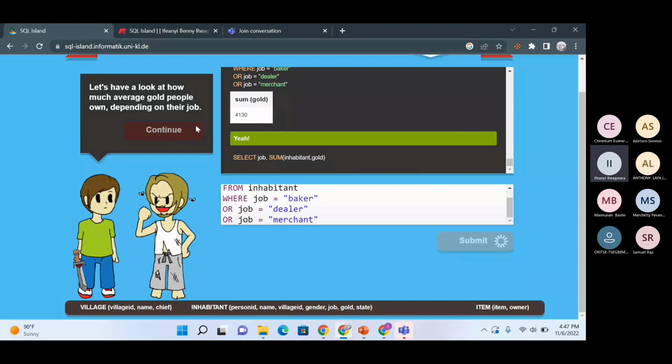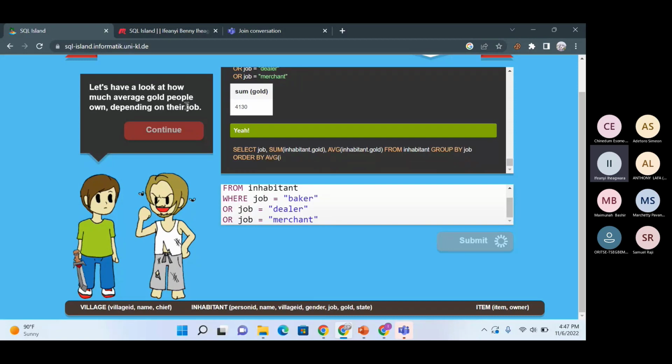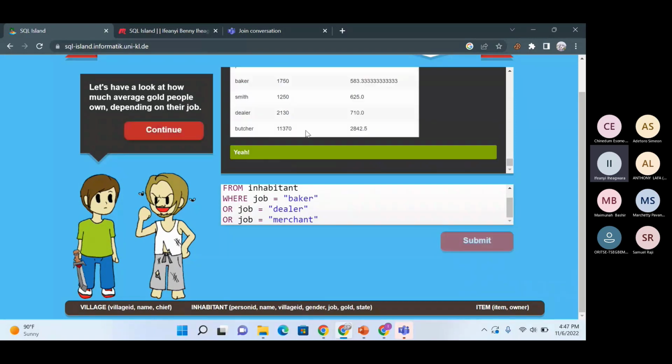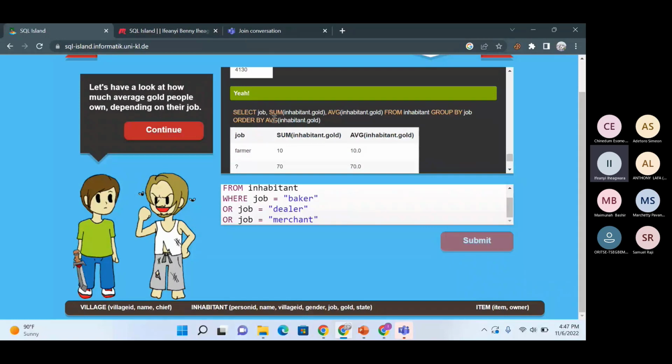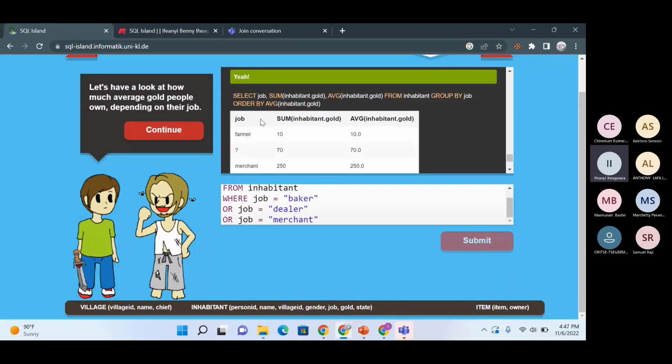So now writing the query to give you the average gold that people own, depending on their jobs. So we select the jobs. What the query did is select jobs, summed up the gold number of goods, got the average from the inhabitants table, grouped it by the jobs and ordered it by the average gold, in descending order. So these are the jobs of everybody. This is the sum of their goods, and this is the average good of anybody that has this job.